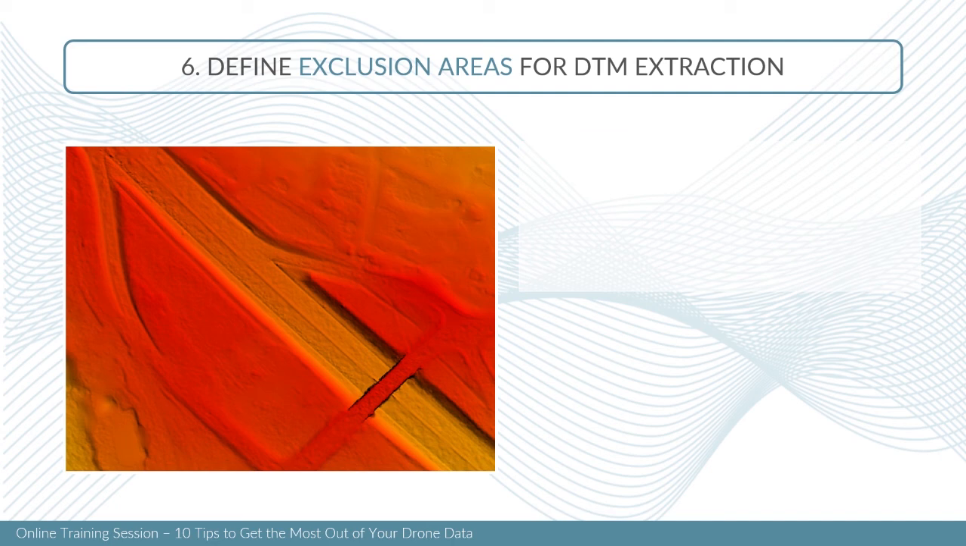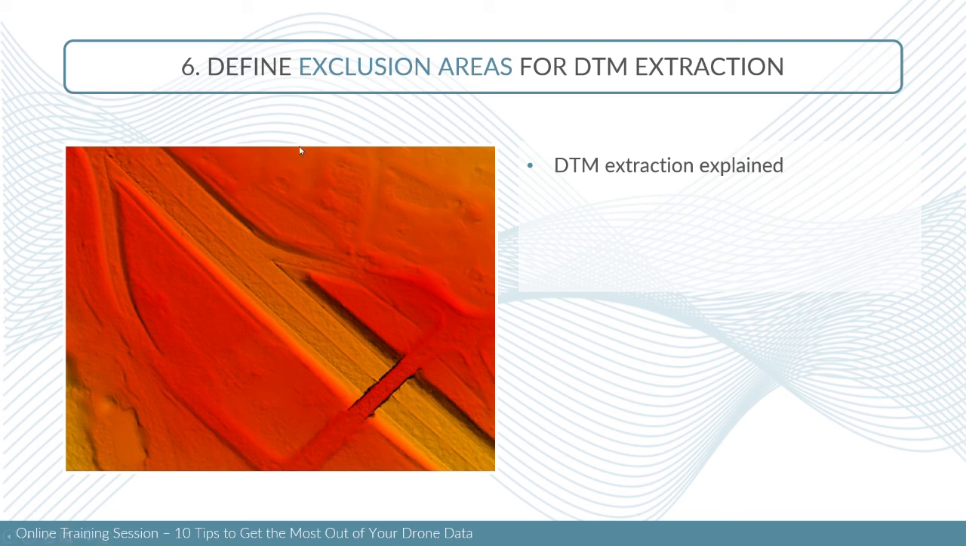Tip number 6, define exclusion areas for DTM extraction. So in Correlator3D, as you may know, there is a specific module that can be used to extract a DTM out of a DSM. This is an automatic module that will try to filter out trees, buildings, cars, and keep only the bare earth terrain. So you're going to have no more surface objects, only topography and terrain. So you're going to generate a terrain model out of your surface model.